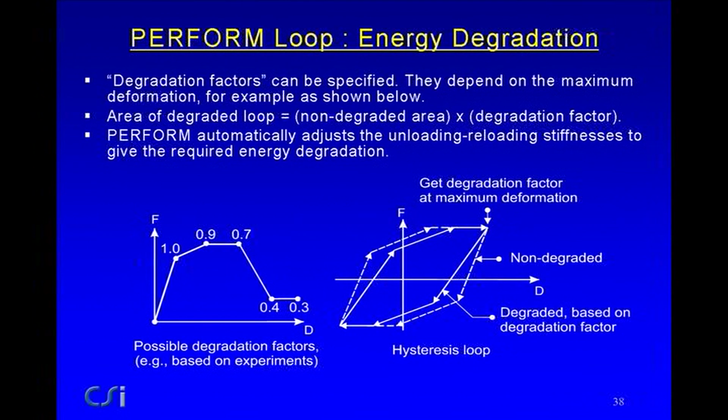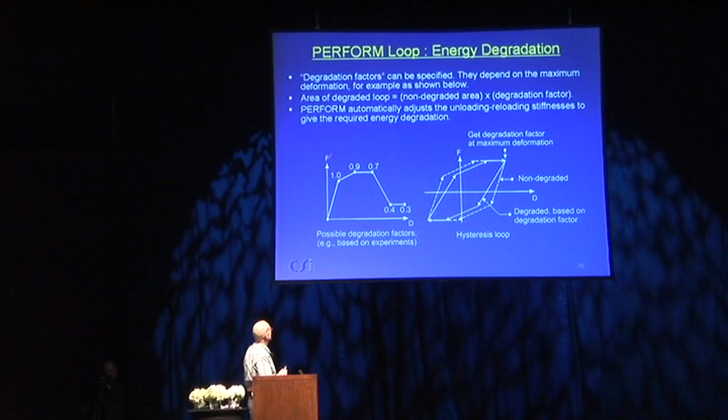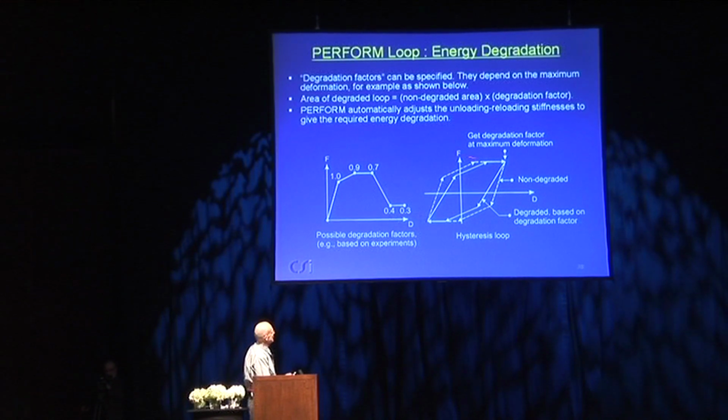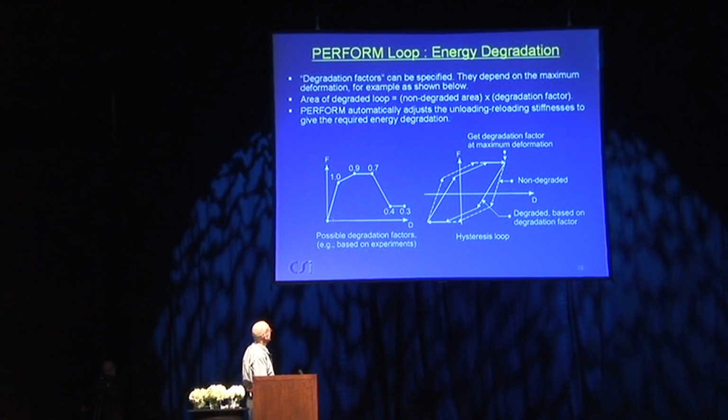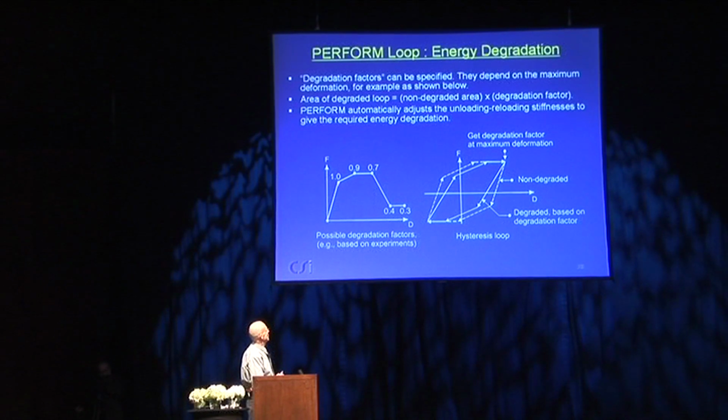Now, Perform gives you a fair amount of control over some of the details of the loop. Firstly, you can control the amount of energy degradation. Without going into too many details, what you can do is specify degradation factors. If this is force and deformation, and this would be the force and deformation relationship, what you can say is, as the maximum deformation increases, the area of the degraded loop compared with the area of the non-degraded loop varies. Before yield and shortly after yield, there's no significant energy degradation.